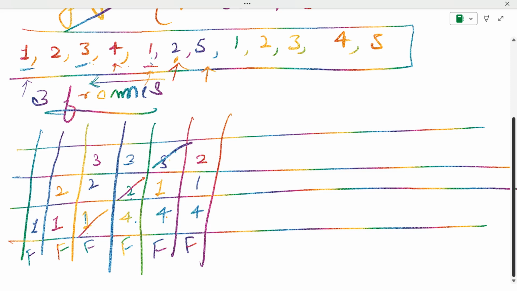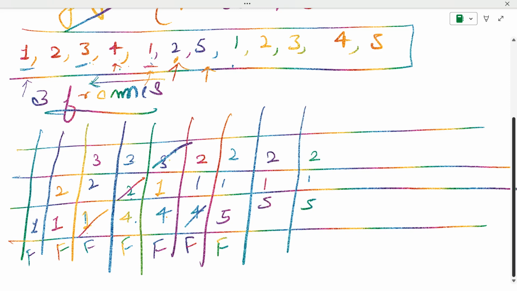Now let's say 5 comes. Now out of 2, 1, 4, which is the first page that came into the picture? So it is 4. So we will be replacing 4 with 5, and this way. Okay, now again we want to refer 1, so it is already present, no page fault. 2, no page fault, right? 3, again out of 2, 1, 5, which is the first page that came into this frame? So it is 5. So 5 will be replaced with 3, and 1 and 2.